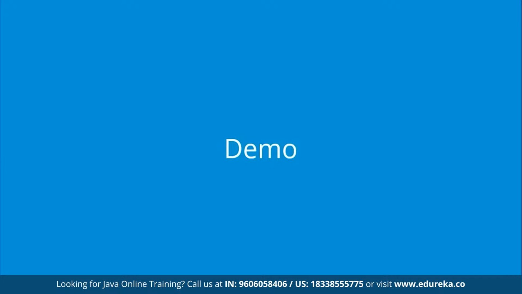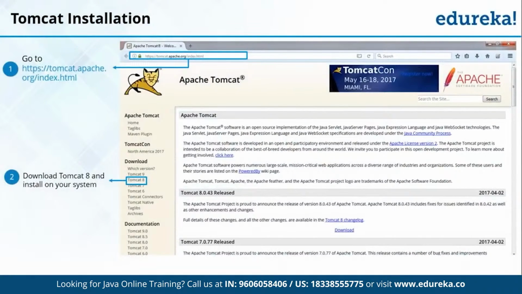So the first thing that you need to do as part of the demo is you need to download and install Tomcat on your system. Now to run any web service, you need to have a server running. So for that, we're going to use Tomcat as a server on our system.